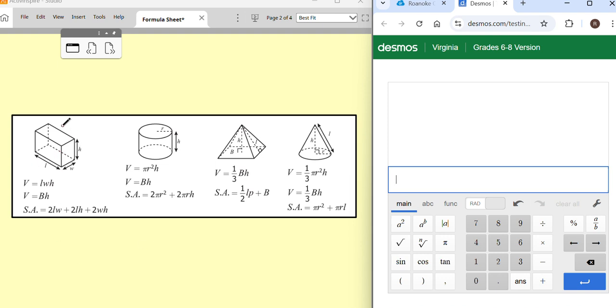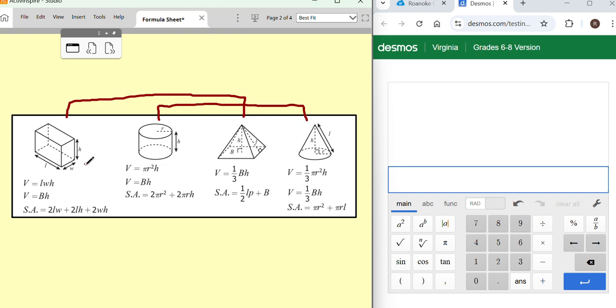So we're talking about a rectangular prism. We're talking about a cylinder, and we're talking about a square-based pyramid and a cone. It's interesting how they do these because a square-based pyramid goes with and is related to the rectangular prism, and the cylinder is related to the cone. All right, so let's talk about each one.